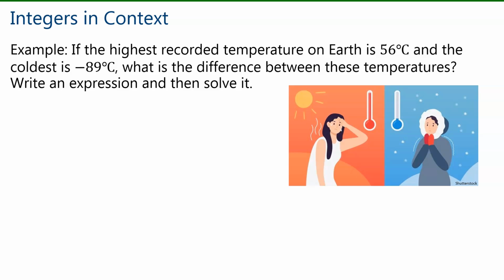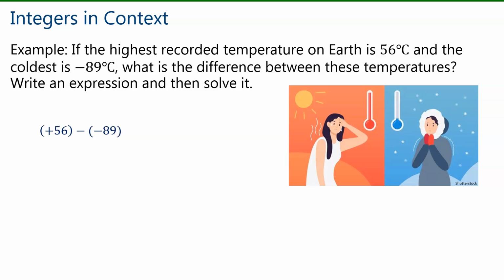Now in this next example, it says if the highest recorded temperature on Earth is 56 degrees Celsius and the coldest is negative 89 degrees Celsius, what is the difference between these temperatures? So we have to create an expression and then solve it. So the operation here is going to be subtraction since it's looking for the difference. So we can write the expression as positive 56 subtract negative 89.